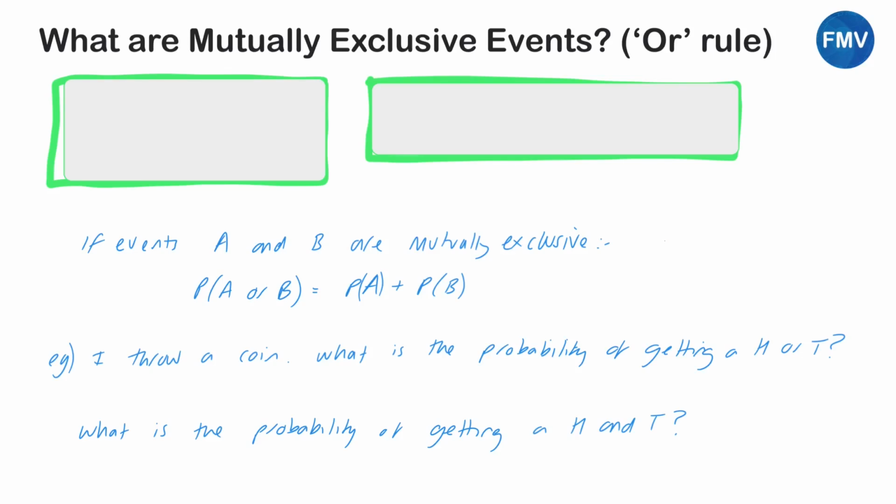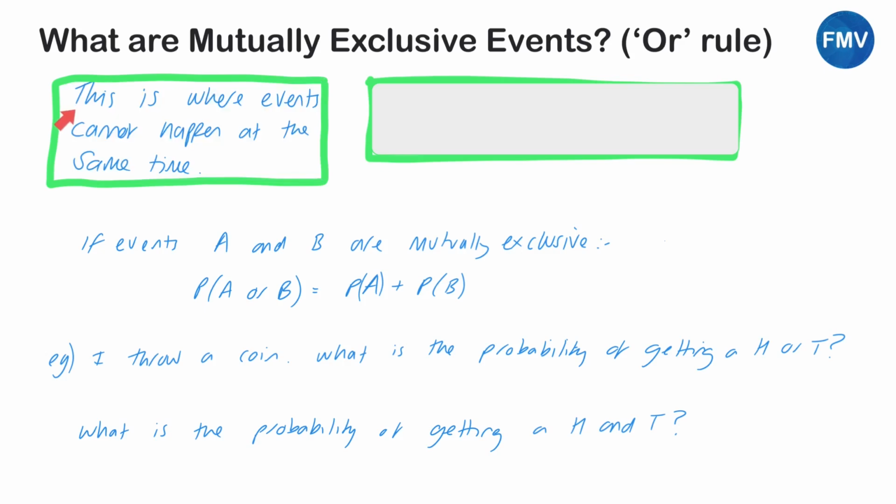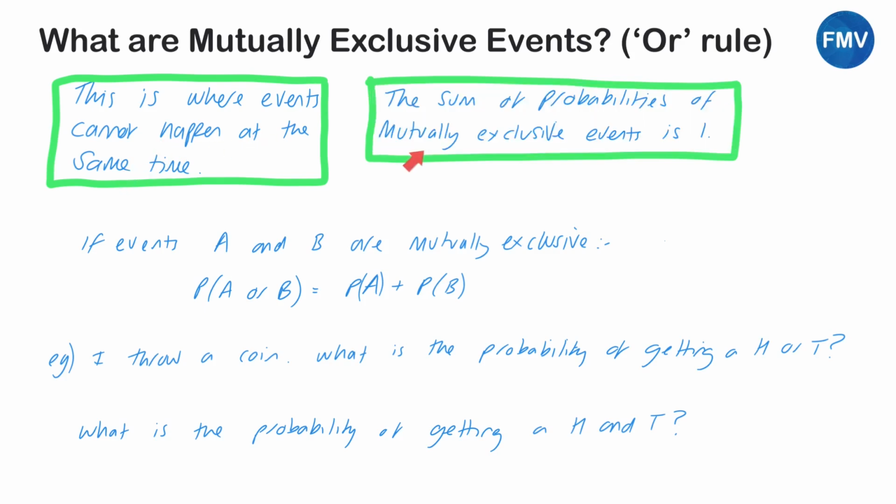Welcome back. So in this video, we're going to look at what are mutually exclusive events. This is also known as the OR rule. Mutually exclusive events are where events cannot happen at the same time. And the other thing to be aware of is when you add the probabilities up of mutually exclusive events, it will always come to one. So this statement here: if events A and B are mutually exclusive, we can say the chance of getting A or B is equal to the chance of getting A plus the chance of getting B.